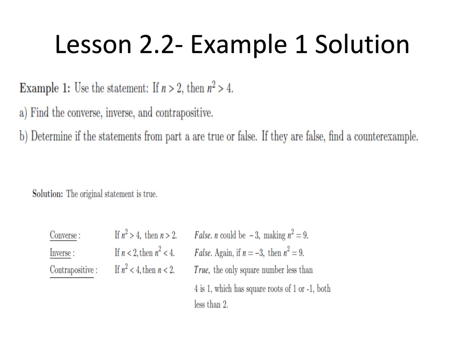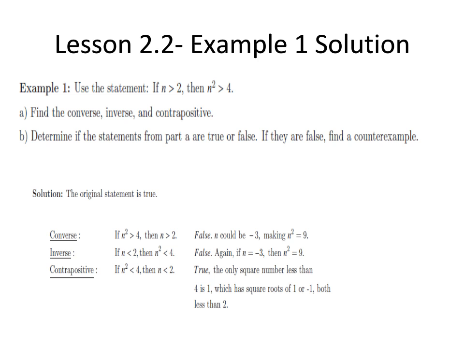The inverse of the original statement is set up as if not P, then not Q. So the inverse of the original statement would be if n is less than 2, then n squared is less than 4. Where not P equals n is less than 2 and not Q equals n squared is less than 4.